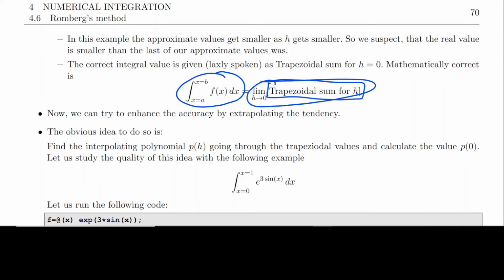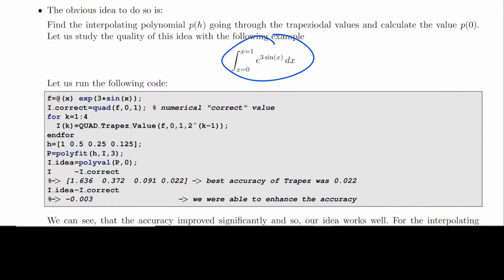So let's use that example and run the following code. Here is our integrand, exponential of 3 times sine x. Then we use the quad command. This will produce an approximate value, but the accuracy is, if I remember correctly, 10 to the power of minus 8 at least. So quad will produce an integral value which is very close to the correct one, but it's not really correct.